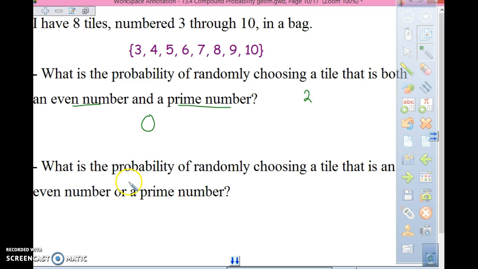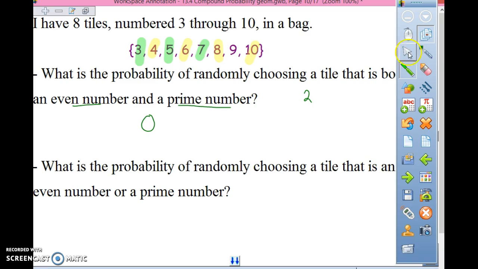The second example now is doing that same thing with an "or." So looking at our even numbers, 4, 6, 8, and 10. And now let's look through our list and find our prime numbers. 3, 5, 7, and there's our list. So notice none of these are overlapping.